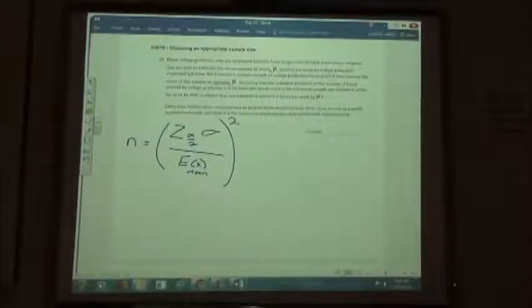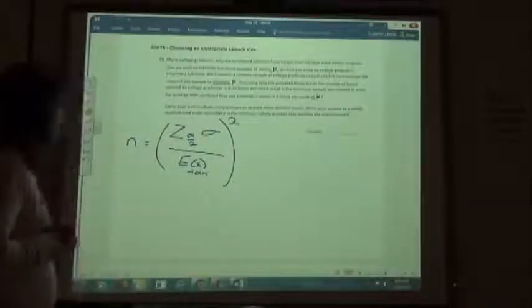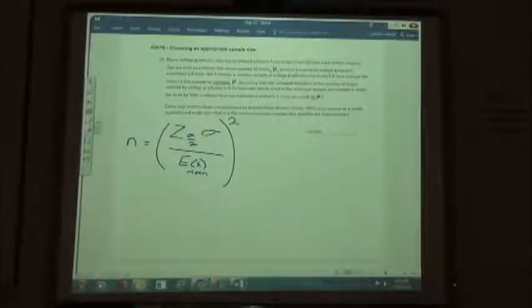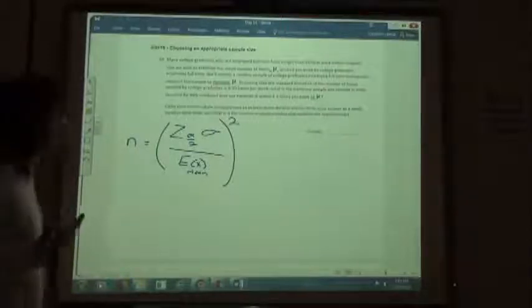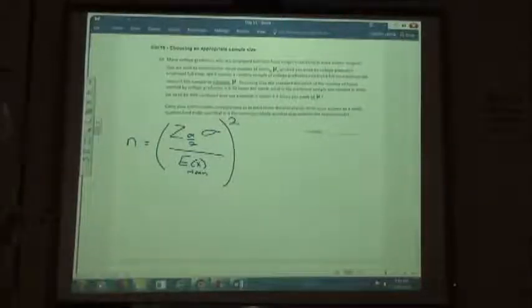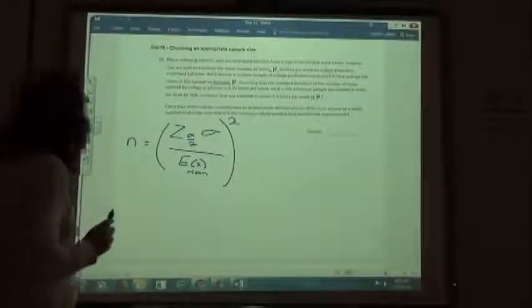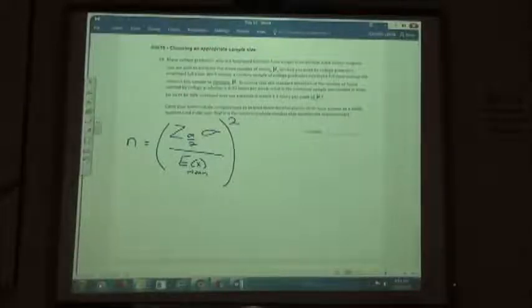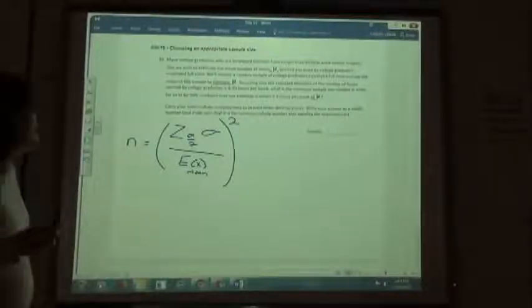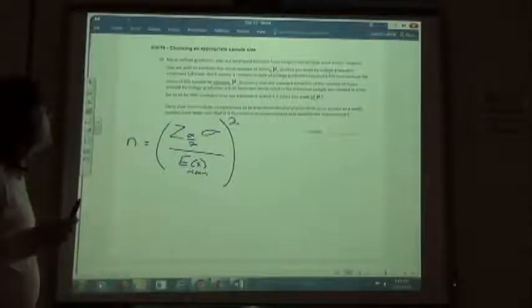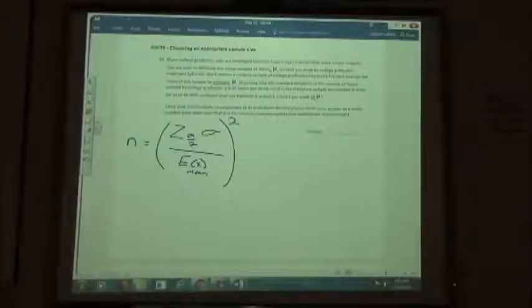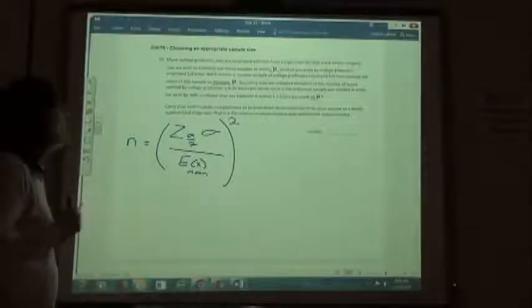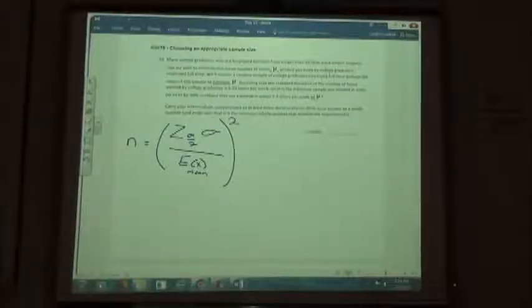So it says many college graduates who are employed full-time have longer than a 40-hour work week. Suppose that we wish to estimate the mean number of hours worked per week by college graduates employed full-time. We will choose a random sample of college graduates employed full-time and use the mean of this sample to estimate our mean, mu. Assuming that the standard deviation of the number of hours worked by college graduates is 6.3 hours per week, what is the minimum sample size needed in order for us to be 99% confident that our estimate is within 1.2 hours per week of the mean?